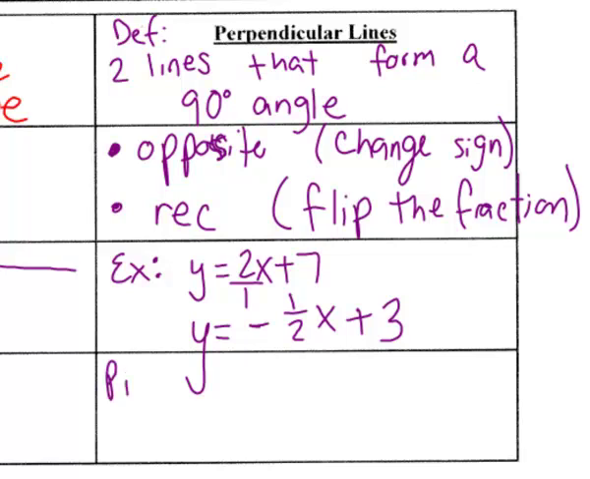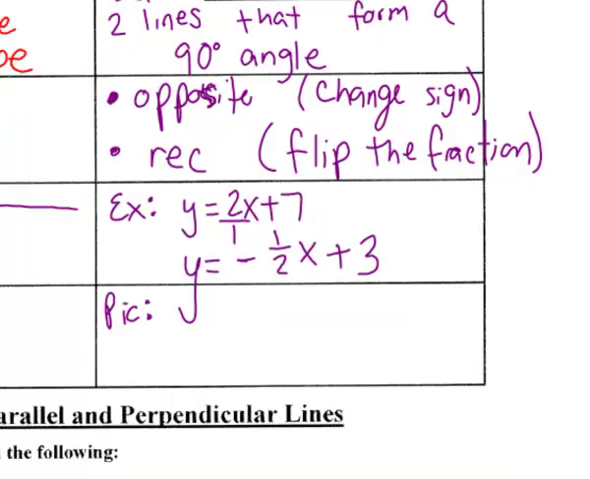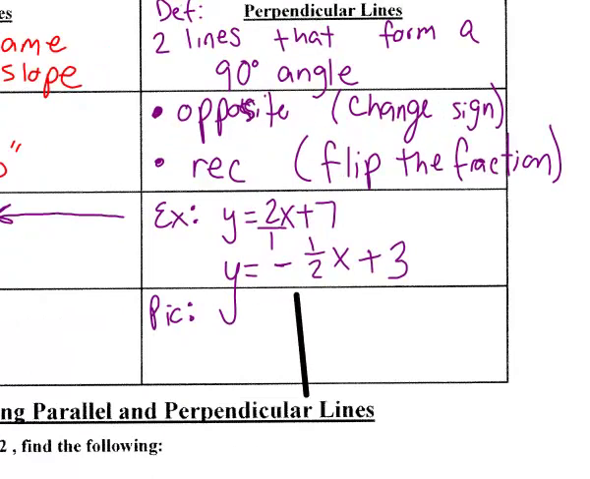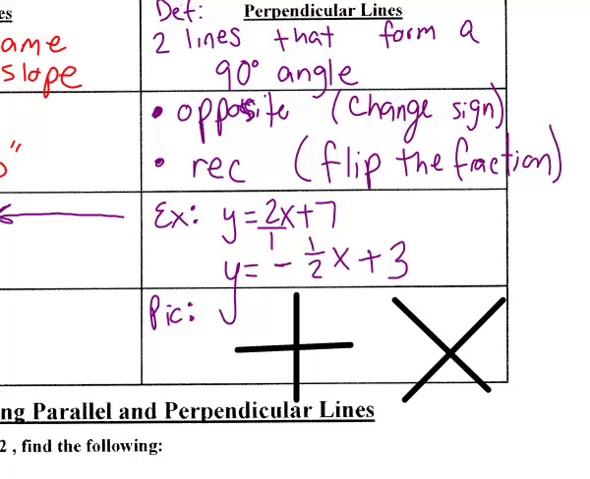My picture, again, not an artist, even though I do have a cool little drawing tool. So perpendicular lines can look like this. They can also look like this. As long as it makes a 90-degree angle, that's how you know it is perpendicular.